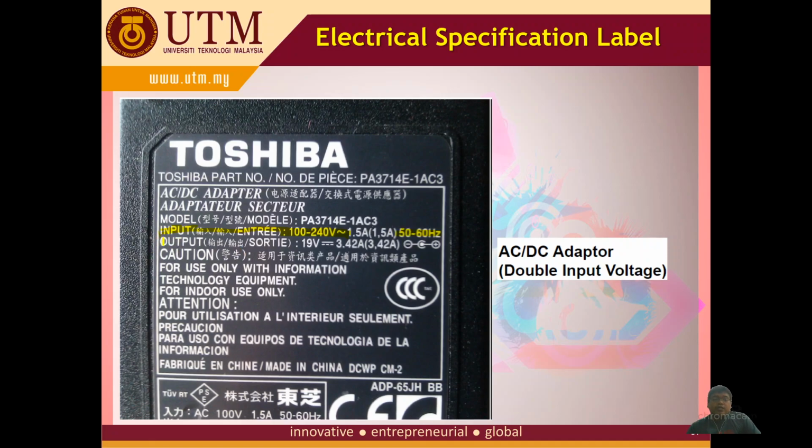Next is your output. Your output should be 19 volt DC. The symbol is DC. So if it is all DC, the current that is put here is all in DC.